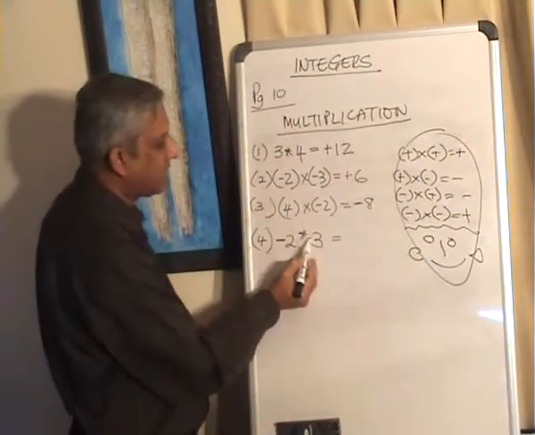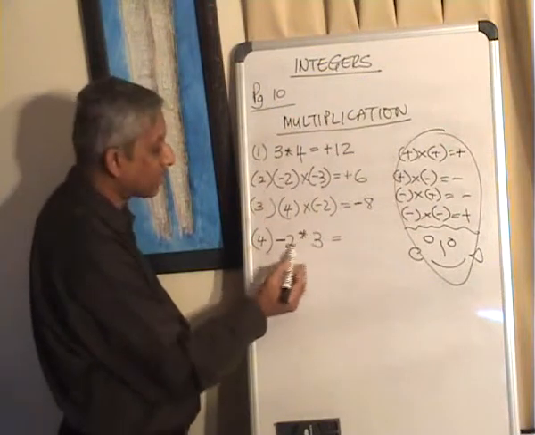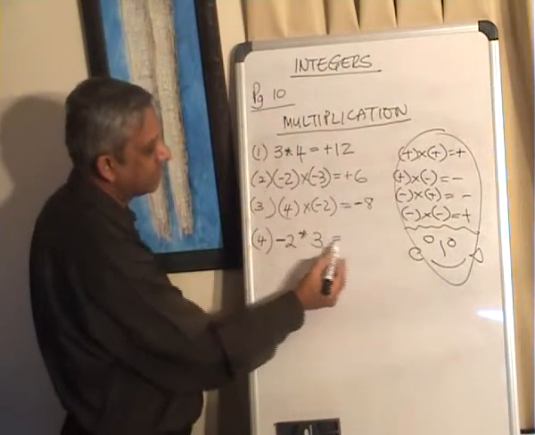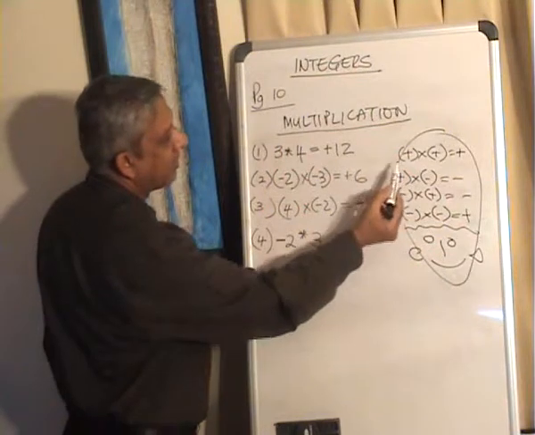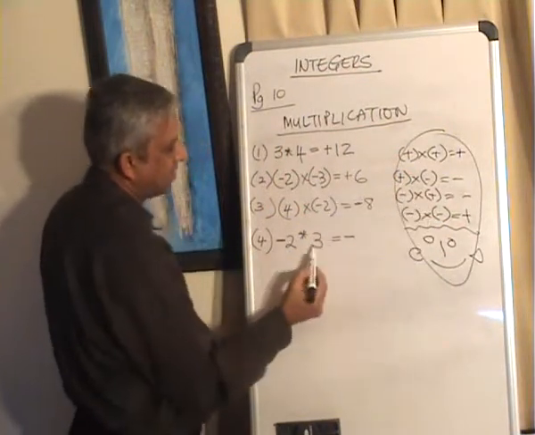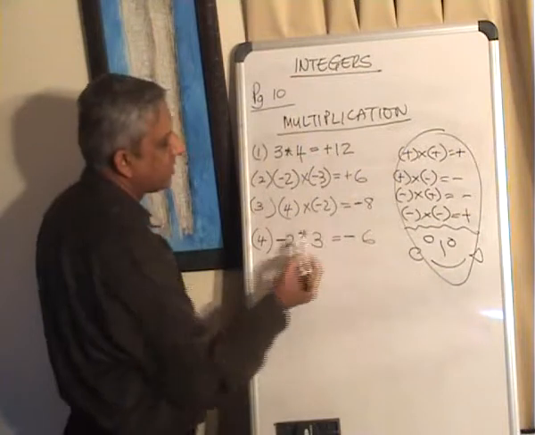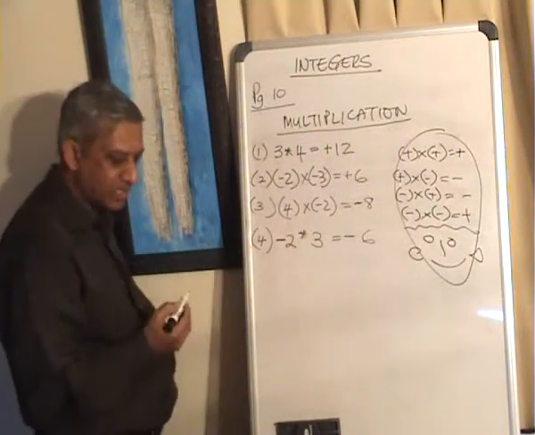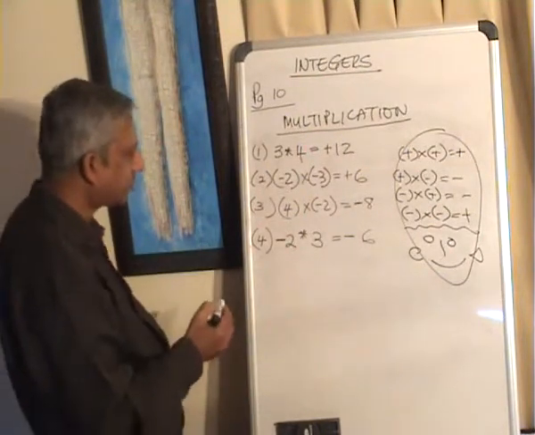In maths, if no sign is written, the sign is understood to be plus. So minus times plus is minus. 2 times 3 is 6. So that's how we do the multiplication.